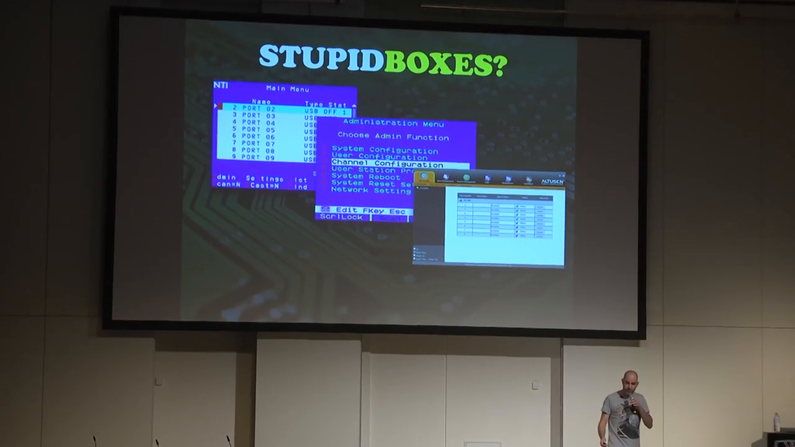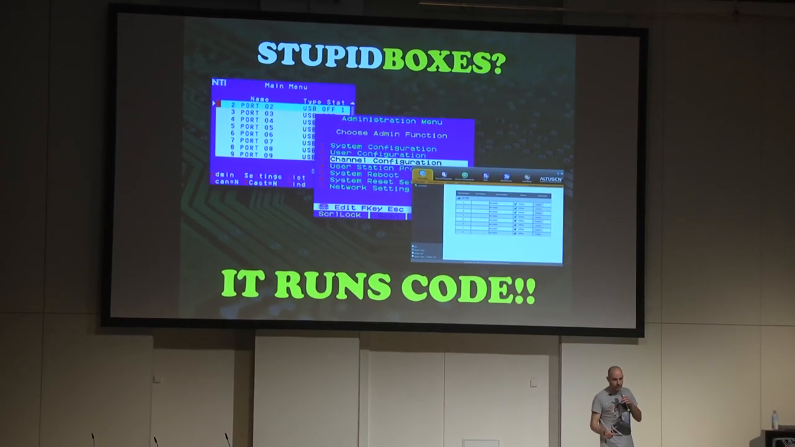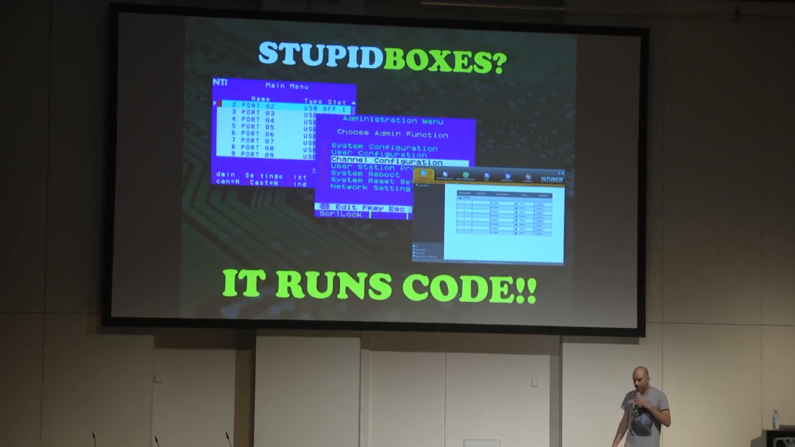I mean, let's take a look at some of the features a modern KVM has. Look at this. They have on-screen displays. They have configurable web menus. They have all kinds of stuff like this, right? Well, obviously, those boxes are no longer stupid, right? Obviously, those boxes now run code, yeah?